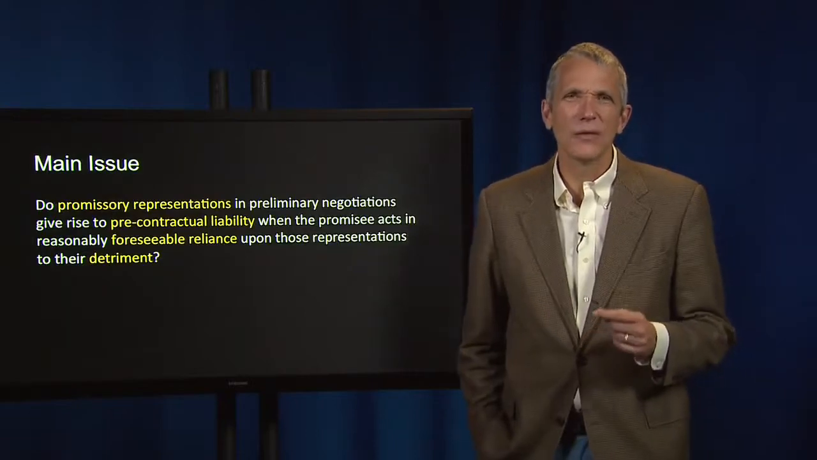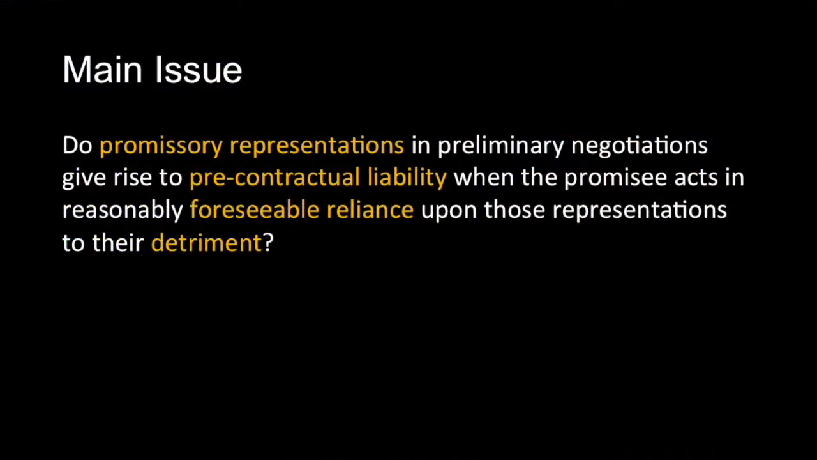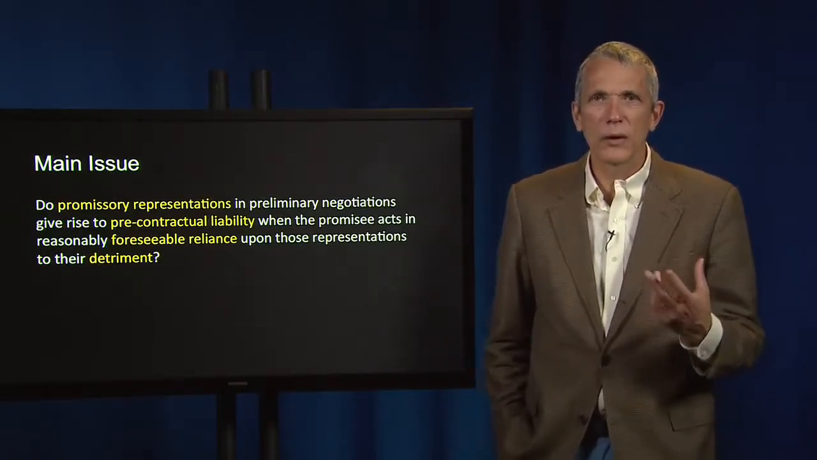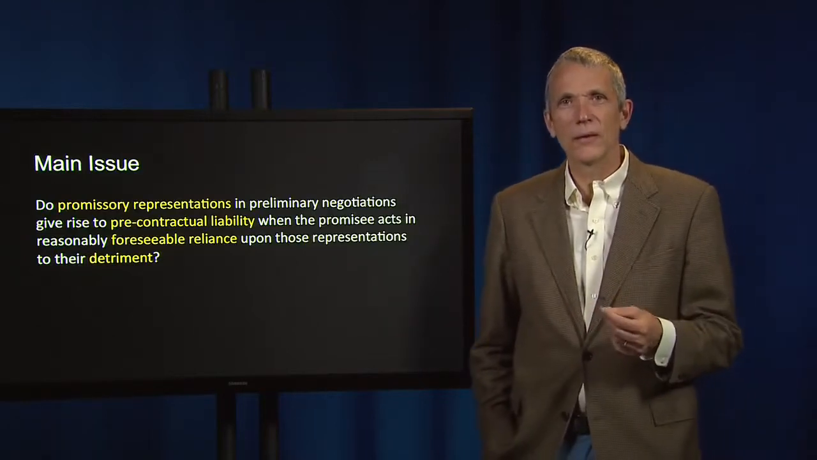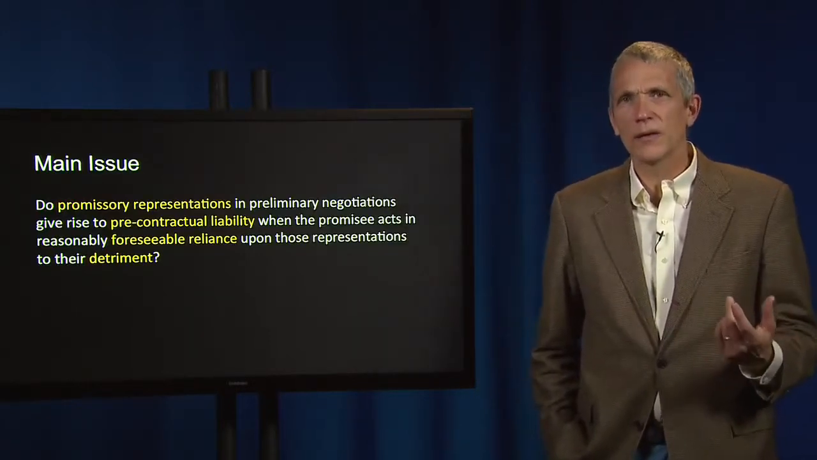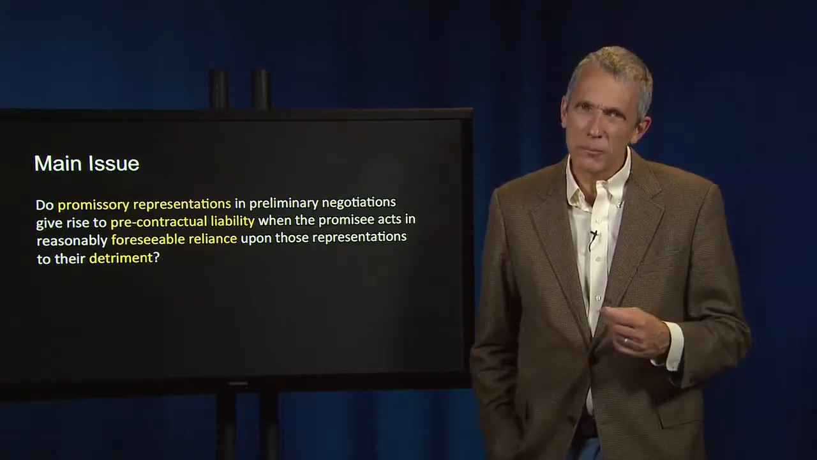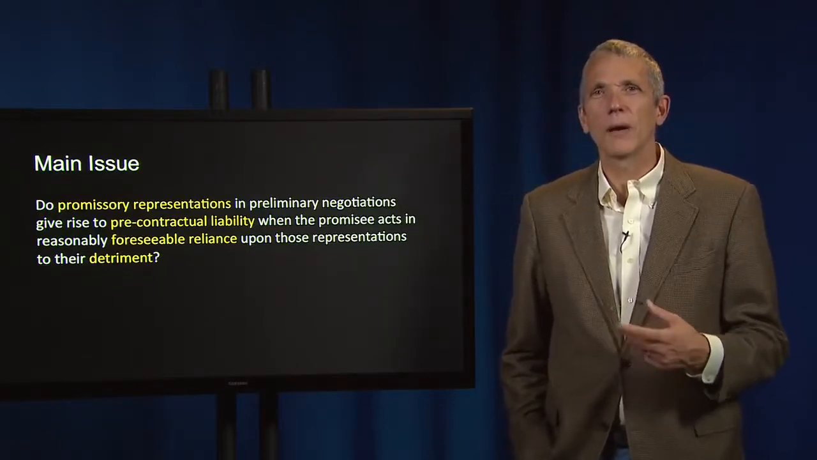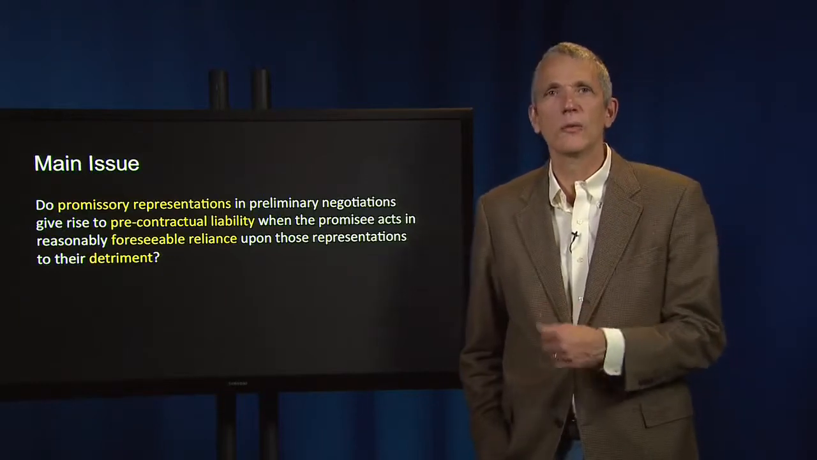The main issue in this case is whether promissory representations in preliminary negotiations give rise to pre-contractual liability when the promisee acts in reasonably foreseeable reliance upon those representations or promises to their detriment. Let's break it down to make sure we understand. The promissory representation in this case is the bank's offer to enter into loan modifications. The negotiations are preliminary because they're not negotiating the terms of the modification. The liability in this case would be pre-contractual. Since we can consider the modified loan to be a new contract, the liability is for the borrower's reliance made prior to any actual loan modification.